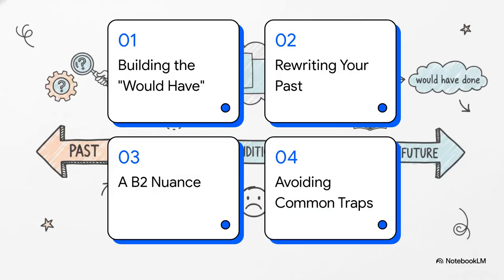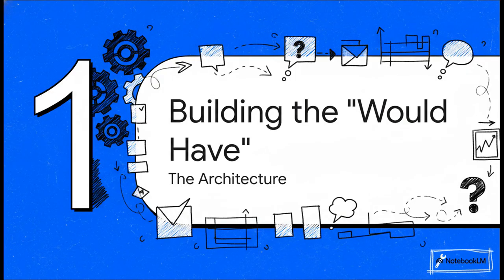So, here's our game plan. First, we're going to look at how to build the would-have tense. Then, we'll dive into how to use it to rewrite your past. After that, we'll check out a cool, advanced B2 level nuance. And finally, we'll talk about a super common trap so you can sidestep it like a pro. All right, let's jump right into part one, building this thing.